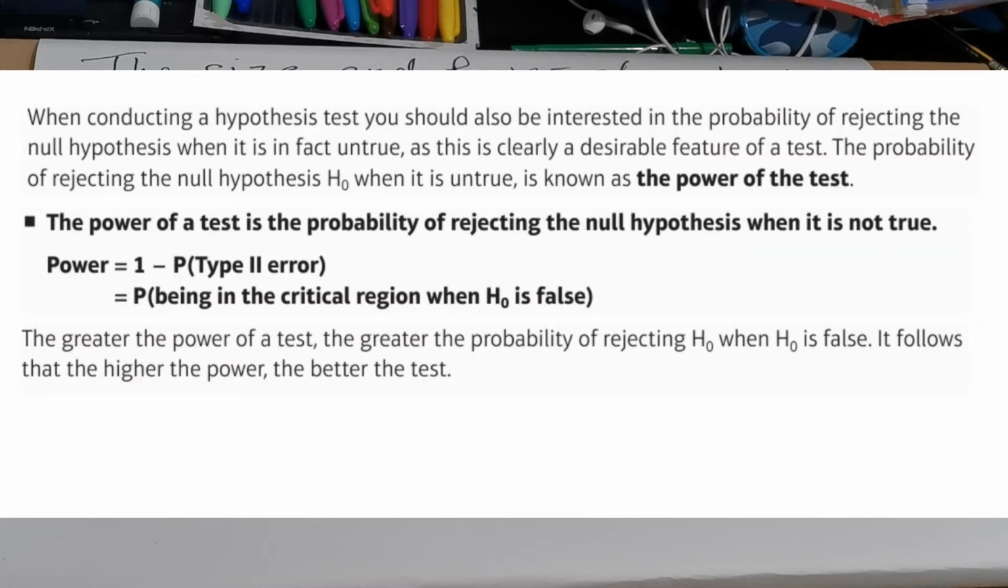When conducting a hypothesis test, you should be interested in the probability of rejecting the null hypothesis when it is in fact untrue, as this is clearly a desirable feature of the test. The probability of rejecting the null hypothesis when it is untrue is known as the power of the test. Quite a fitting word, because that tells you about how good your test is. So the power of a test is the probability of rejecting the null hypothesis when it is not true. So the power is 1 take away the probability of a type 2 error, and that means the probability of being in the critical region when H0 is indeed false. So the greater the power of a test, the greater the probability of rejecting H0 when H0 is false. It follows that the higher the power, the better the test.